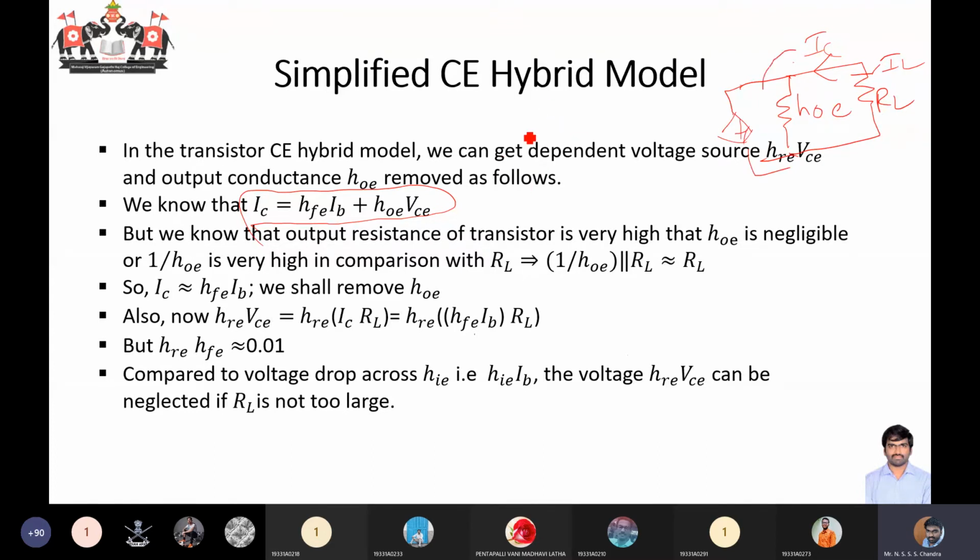So what is the effective resistance of your output circuit? Basically, it's nothing but the equivalent of these parallel branches, right? So this is 1 by HOE, this is RL. So your effective output resistance is nothing but 1 by HOE parallel to your RL value. And you know that the output resistance of a transistor is very high. It means that this 1 by HOE value is very high. So in that case, what happens to your HOE value?